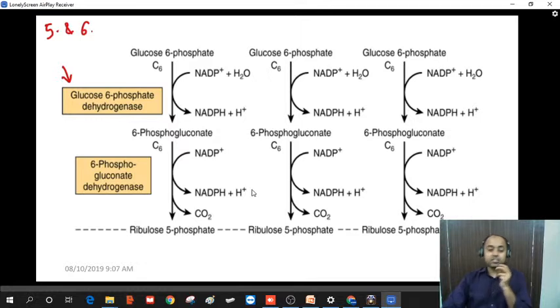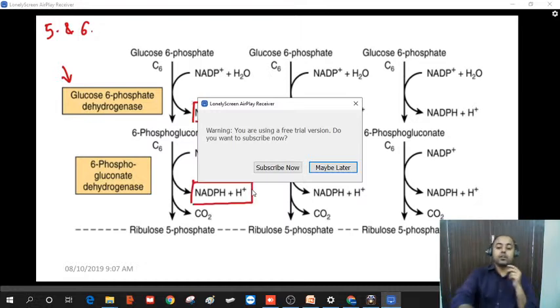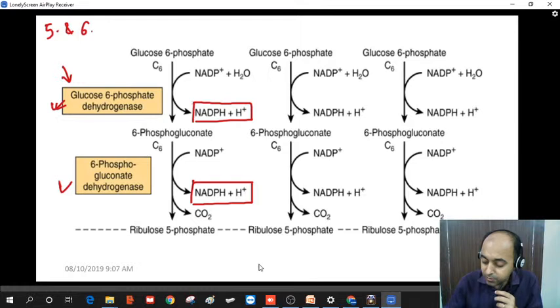I'm showing you these two reactions because this is where the NADPH is being formed. Therefore, you must know the reactions. First, the conversion of glucose 6 phosphate to 6 phosphogluconate. The enzyme is glucose 6 phosphate dehydrogenase, and 6 phosphogluconate is then further oxidized to ribulose 5 phosphate. The enzyme is 6 phosphogluconate dehydrogenase. These are the two enzymes which generate the NADPH.